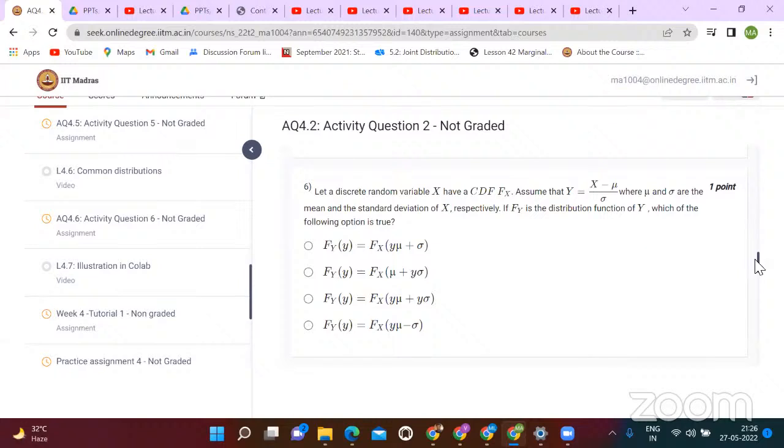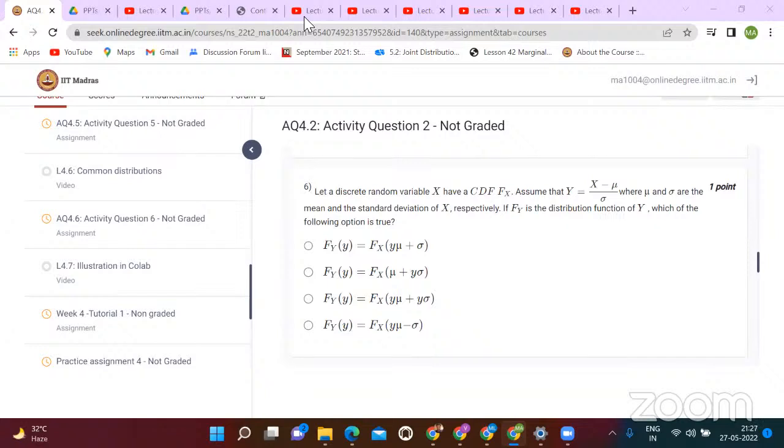So I got the idea, but can I tell it? Yeah, please. You have to write the statement: probability that capital Y is less than or equal to small y, that is capital F of y, right? Yeah. When you write capital Y, you can replace it by capital X minus mu by sigma, because that is defined over there.